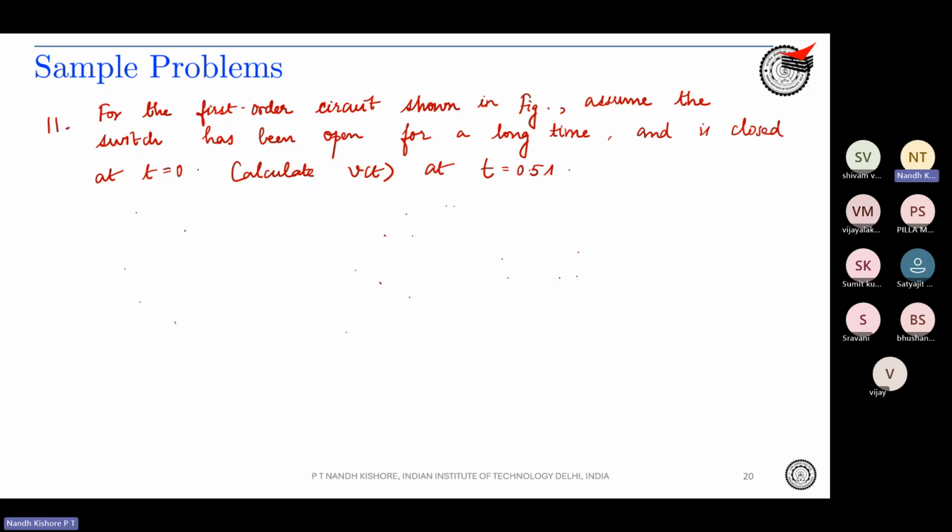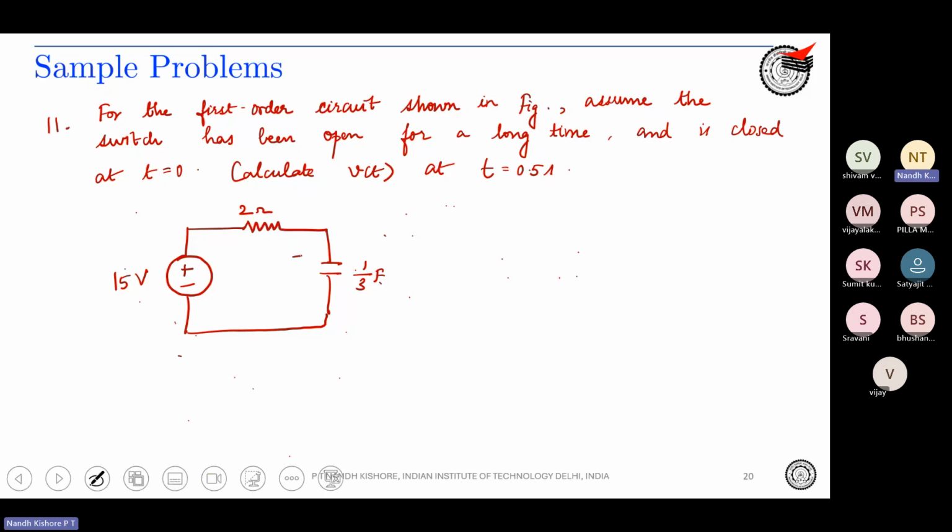So the circuit is 15 volts, 2 ohms, the capacitor is 1/3 farad. I am seeing the voltage across this. This is what I want to find out eventually. There is a switch over here and there is a 6 ohm resistor.